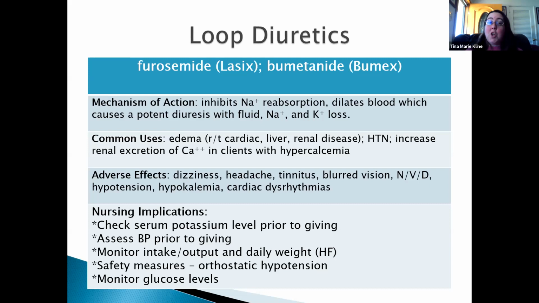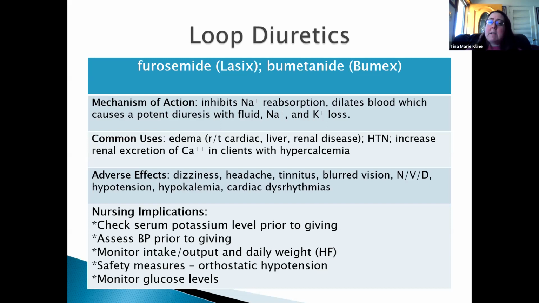Obviously, we're giving this to lower blood pressure, so you want to make sure you're assessing blood pressure before you give the medication, okay? We do watch intake and output and daily weight. However, that is going to relate specifically to heart failure as opposed to hypertension. Most patients who are solely being treated for hypertension are not taught to weigh themselves daily. If they also have heart failure, that's why they're weighing themselves daily to monitor that overall fluid status.